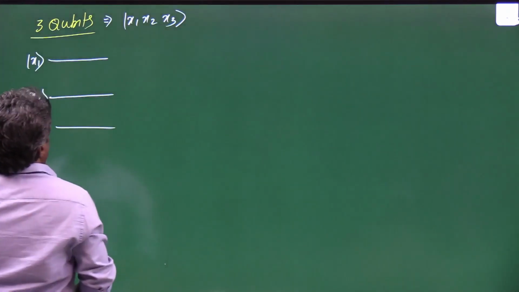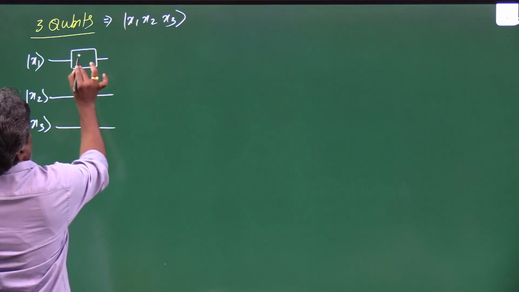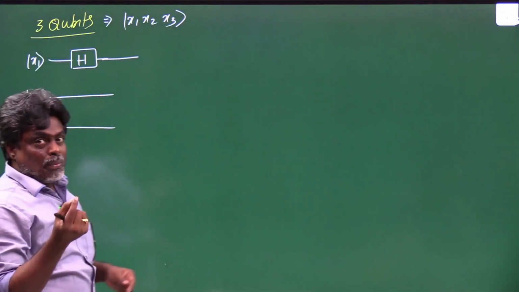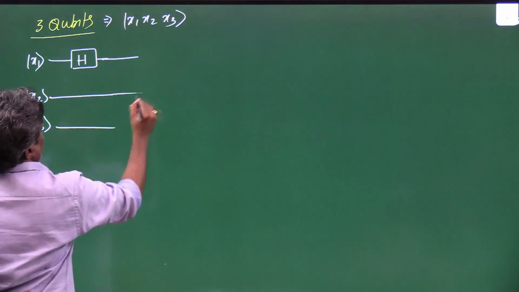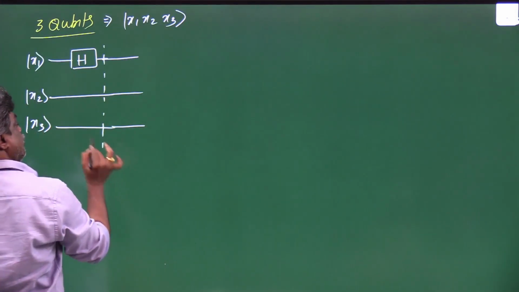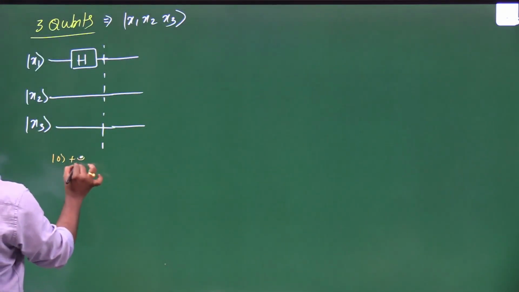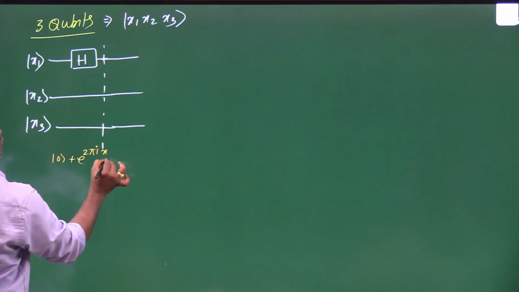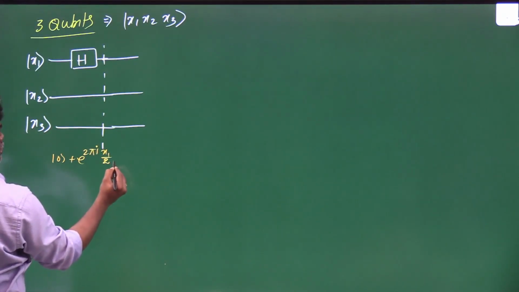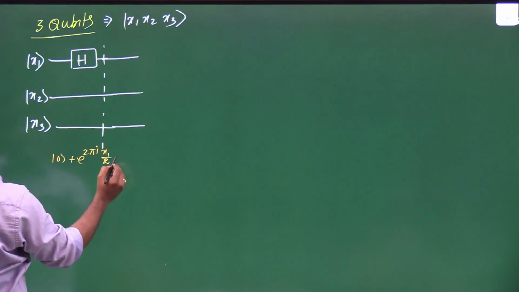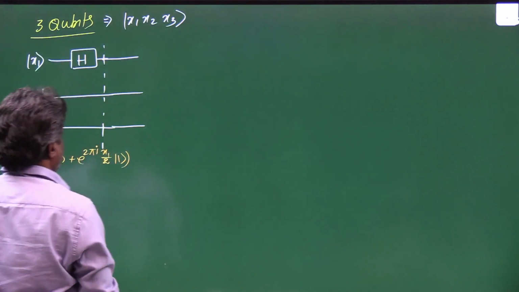Now the first always goes with the Hadamard. Can I tell the output, sir? Yes, why not. The first output will be x0 plus e to the power of 2 pi i x1 by 2 to the power of 0. Okay, that will be your psi 1 state.